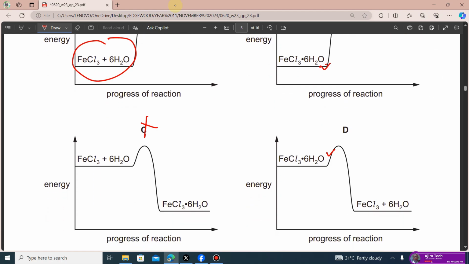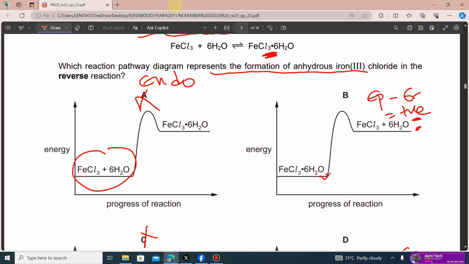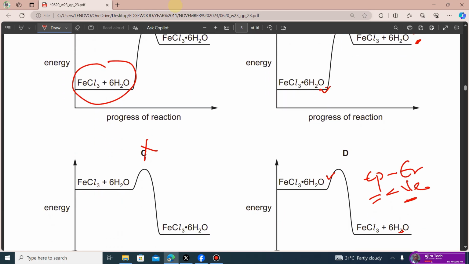But for the second one, D, this is lower. So the energy of the product is lower than the energy of the reactant. And when we do our subtraction, we have a negative value, which makes it exothermic. So from this proof, we see that option B is correct, because it has to be an endothermic reaction for the reverse.